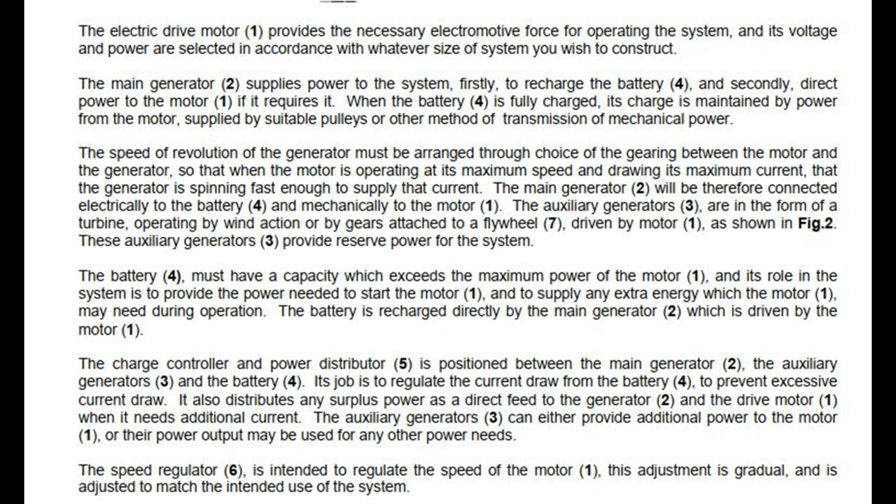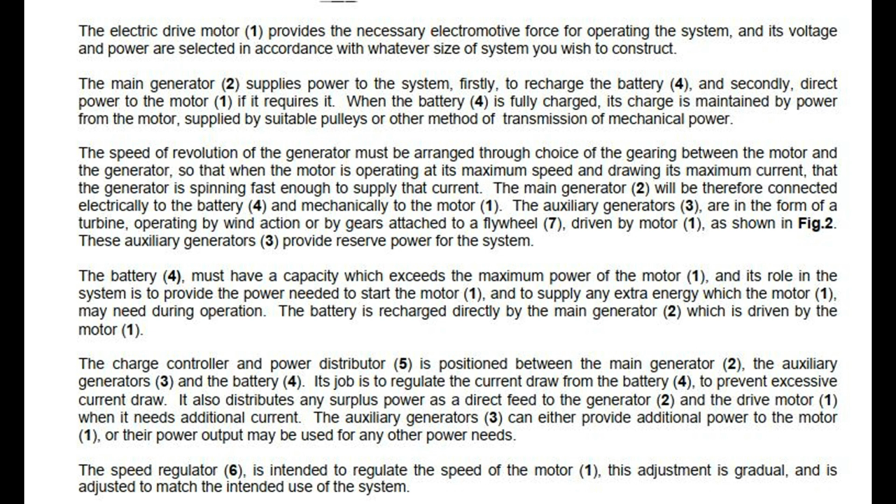The charge controller and power distributor, 5, is positioned between the main generator, 2, the auxiliary generators, 3, and the battery, 4. Its job is to regulate the current draw from the battery, 4, to prevent excessive current draw. It also distributes any surplus power as a direct feed to the generator, 2, and the drive motor, 1, when it needs additional current. The auxiliary generators, 3, can either provide additional power to the motor, 1, or their power output may be used for any other power needs.